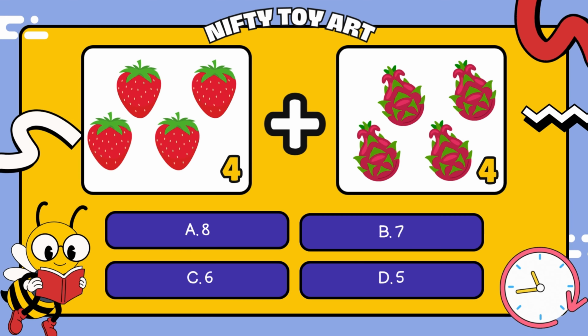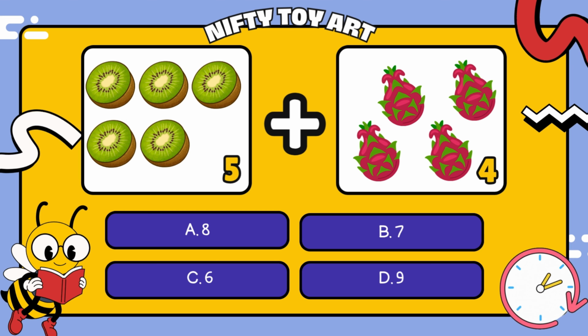I have 4 strawberries plus 4 dragon fruit. How many fruits do I have? That's right, 8 fruits. I have 5 kiwi plus 4 dragon fruit. How many fruits do I have? That's right, 9 fruits.